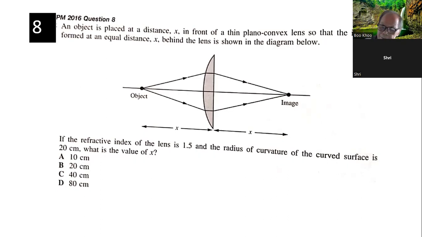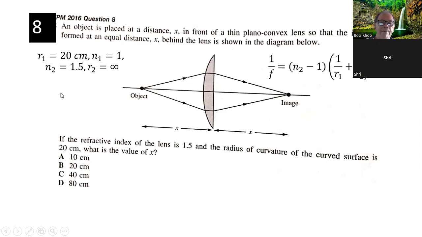Okay. You use the lens maker formula. Write down what you want. Radius for this curvature, 20 cm, given there. And then N1 is the air, right? You're supposed to know. And then N2 is a plus. And R2, that part there. Flat means the radius of curvature is infinity. And use the lens formula.